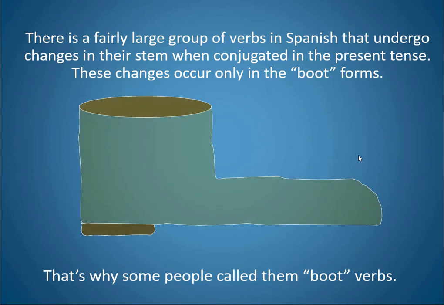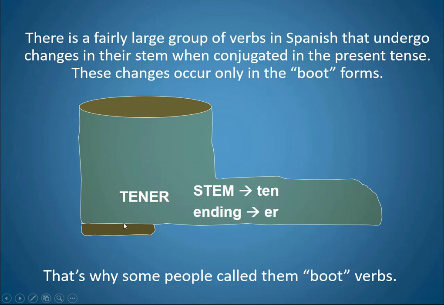They're also called boot verbs, because what happens with these verbs is that some little changes happen only on 4 of the forms. When we have 6 forms, you'll see in a second, only 4 of them have these little changes. So let's say that we have the verb tener. We already covered this last week.